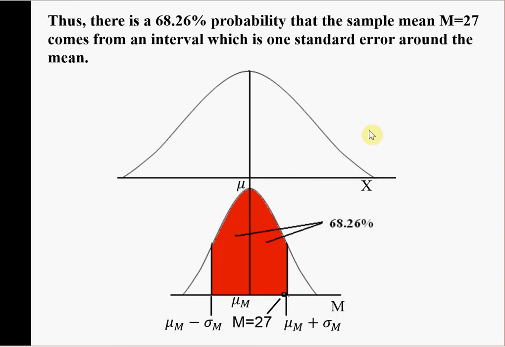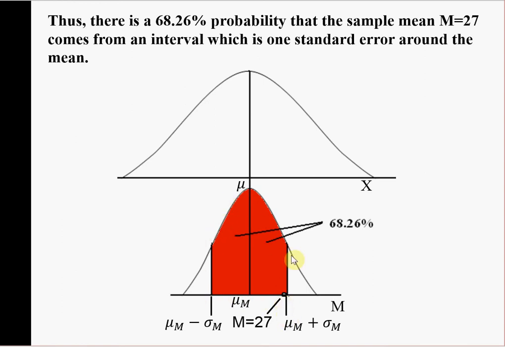So this sample mean 27 has a 68.26% probability of coming from an interval which is one standard error around the mean, because we are talking about a normal distribution. For an individual value, it has 68.26% probability to be located within an interval one standard error on both sides of the mean.